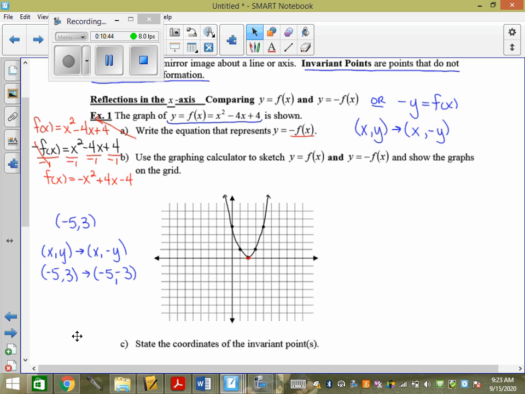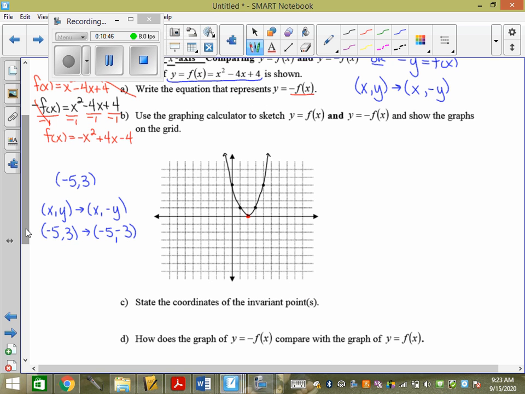Okay. So what could we do? We don't even need the table. What's happening? All my x's are staying the same and my y's are being negated, correct? So this one is (2, 0). It's becoming (2, negative 0). Is there such a thing? No, it stays the same. Oh, it stays the same. Let's keep that in mind.